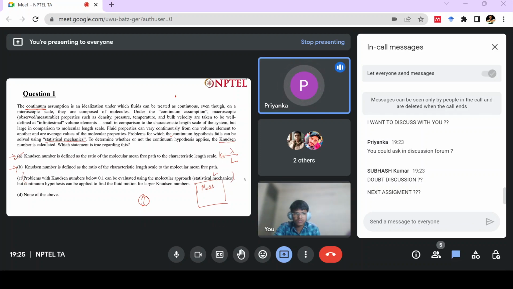Because we use the continuum hypothesis below 0.1. We definitely use the continuum hypothesis, and it will make our life easier, because otherwise, if we use the molecular approach, we are solving for each and every fluid particle. So that will increase our effort to solve a problem. But still, problems with Knudsen number below 0.1 can be done using the molecular approach, because the molecular approach is always valid. What we do in the molecular approach is solve Newton's laws of motion.